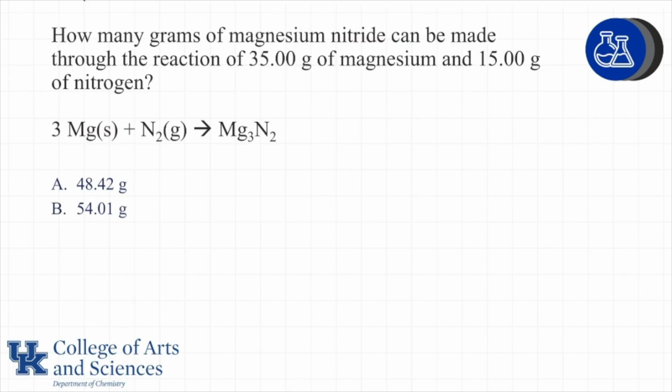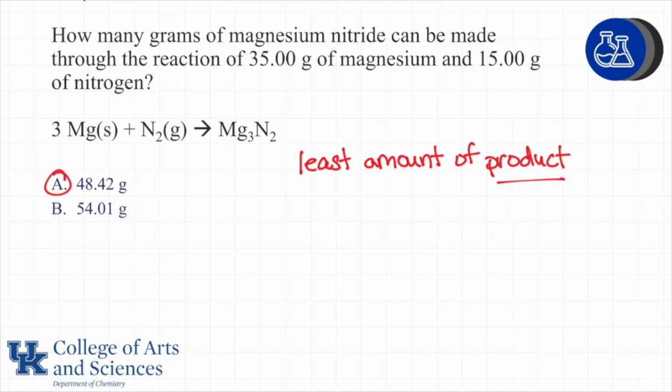How many grams of magnesium nitride can be made through the reaction of 35 grams of magnesium and 15 grams of nitrogen? We've already done the two calculations to determine the mass based on assuming magnesium was limiting and then that nitrogen was limiting. And A is the correct answer, 48.42 grams, because that is the lesser amount. The smaller amount of product determines which substance is the limiting reactant.